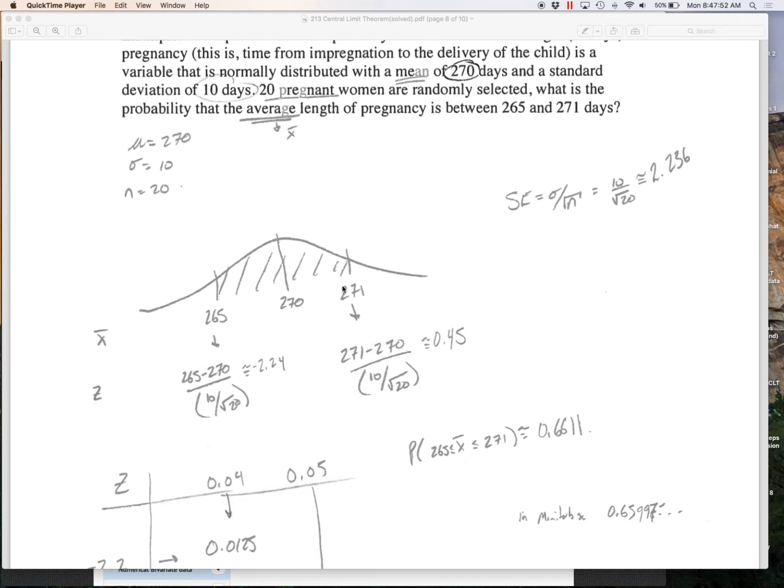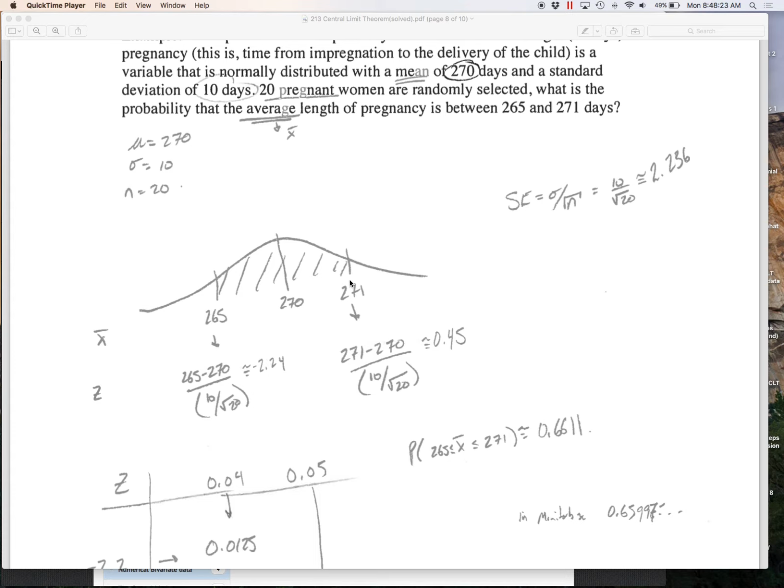We can convert these into Z values, of course. Here I'm talking about numeric data, not proportional data, not categorical data. So I'm going to use this formula. This is x bar minus mu divided by sigma divided by root n. So here then, this is 265, subtract 270, that's the middle, divided by the standard deviation, which is 10, and all over root n, giving me a z value of negative 2.24.